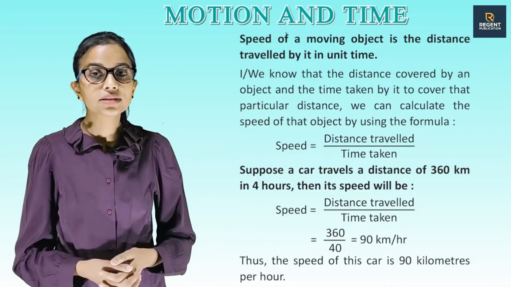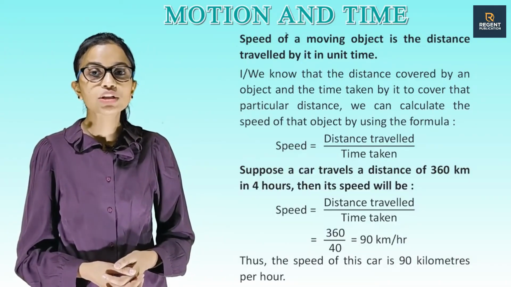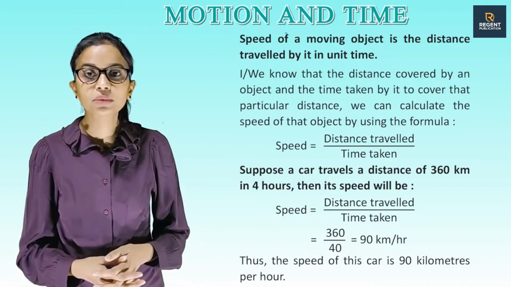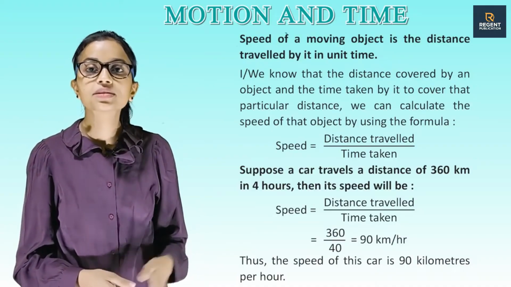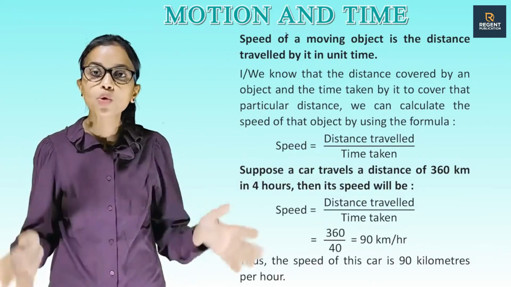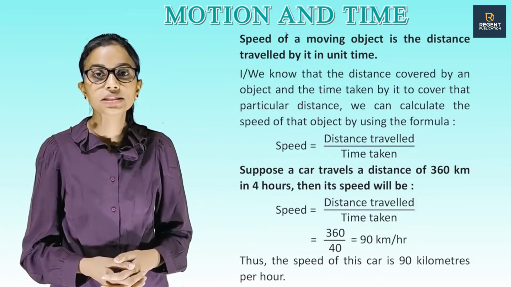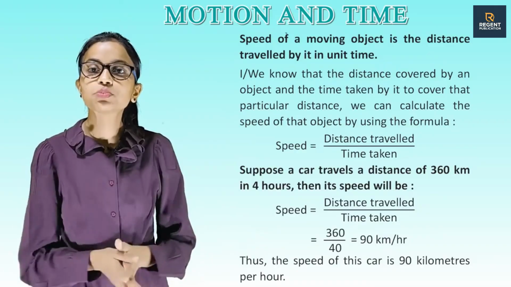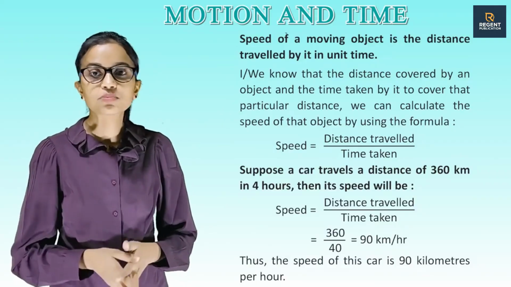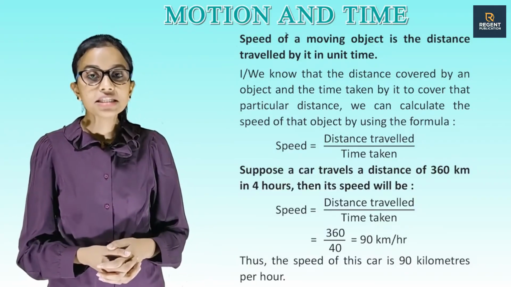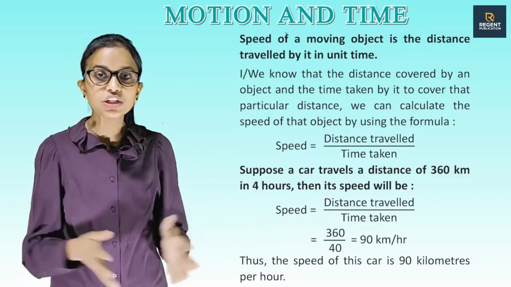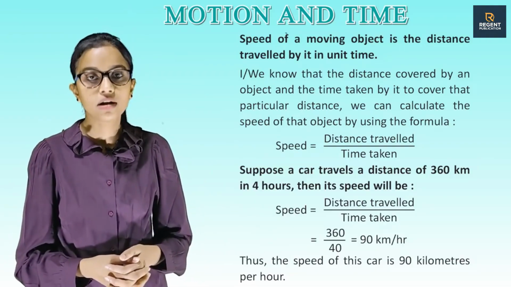We know the distance covered by an object and the time taken by it to cover that particular distance. We can calculate the speed of that object by using the formula: speed is equal to distance traveled divided by time taken. Suppose a car travels a distance of 360 km in 4 hours, then its speed is distance traveled divided by time taken, that is, 360 divided by 4 is equal to 90 km per hour. Thus, the speed of this car is 90 km per hour.